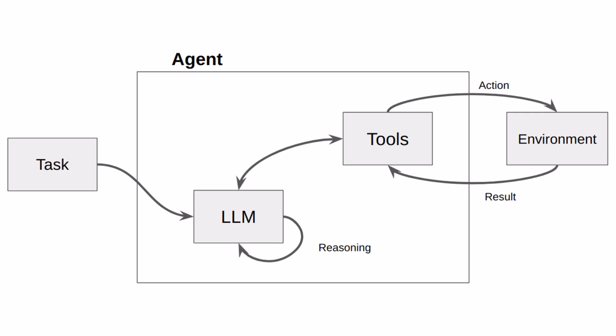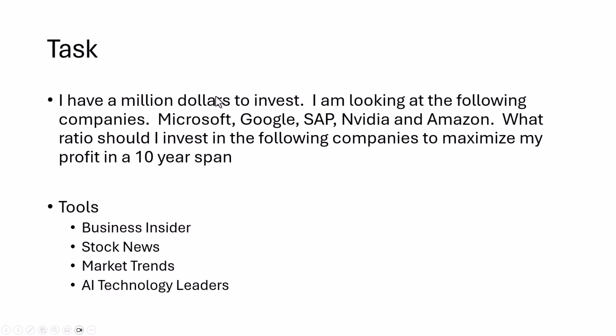Before that, I do want to talk about agents. This year, SAP is going to focus a lot on agentic AI. Now, how does agentic AI work? With agentic AI, let's say you have a task like this. Say you have $1 million to invest, and you're looking at some of these companies, and you want to find the ratio in which you should invest in the following companies to maximize your profit.